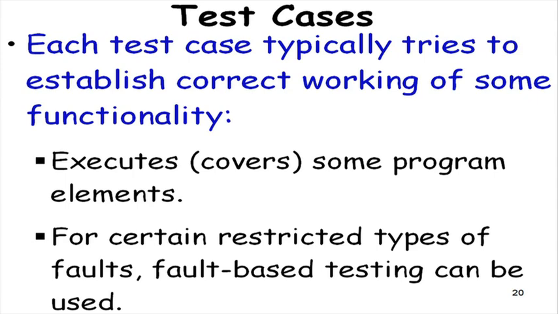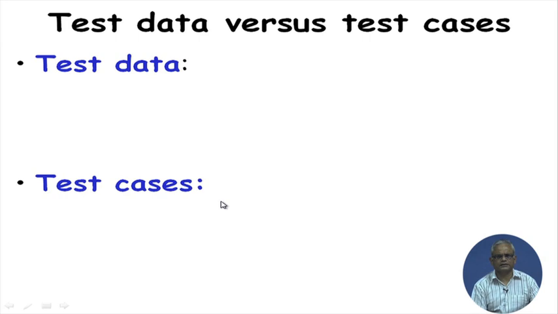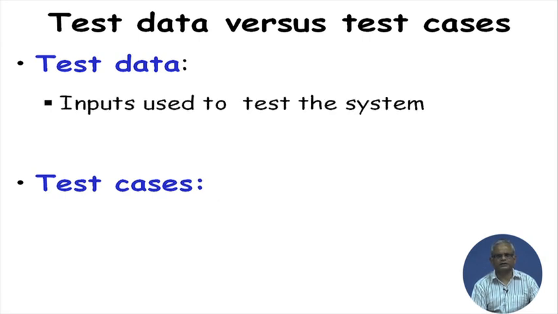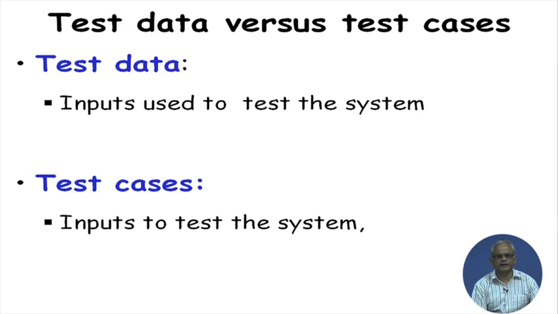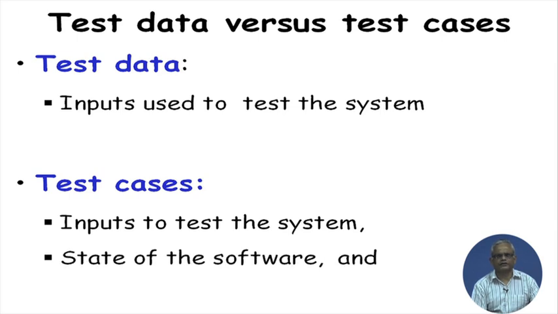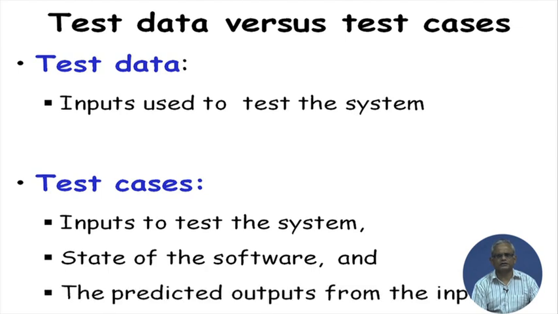Now, let us distinguish between test data and test cases. Test data are the data which we input for testing, but a test case not only has test input, that is test data, but also denotes the program state at which we apply the data. For example, we might have chosen a certain menu item or maybe logged into the system and so on. So, that is the state of the software, and also the expected result.